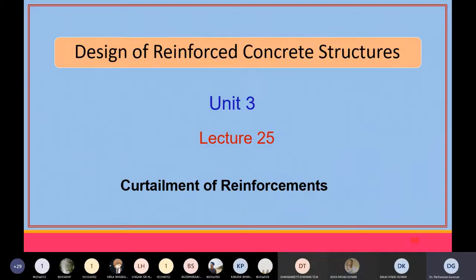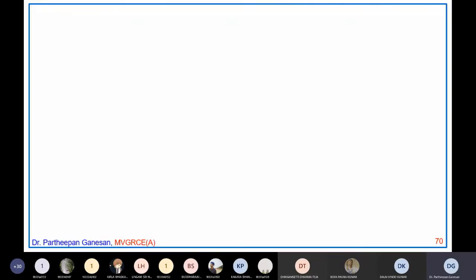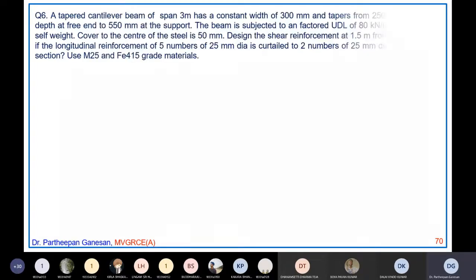So this is the 25th lecture in Design of Reinforced Concrete Structures, Unit 3, which talks about curtailment of reinforcements. Curtailment means you are cutting the reinforcement; unnecessary reinforcements are taken out. Okay, we will see what that means. I'm going to explain this through the problem. Now this is the 6th problem in this shear design.